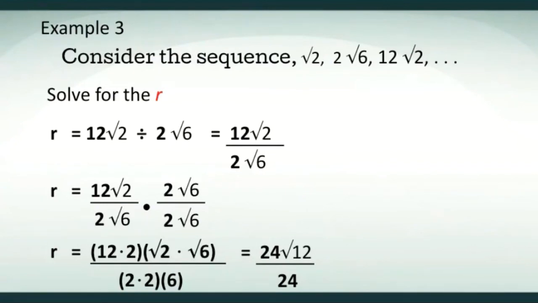So our answer will be 24 square root of 12. 12 times 2 is 24. Square root of 2 multiplied by square root of 6 is square root of 12. Then 2 times 2 times 6, we have 24. What's next?